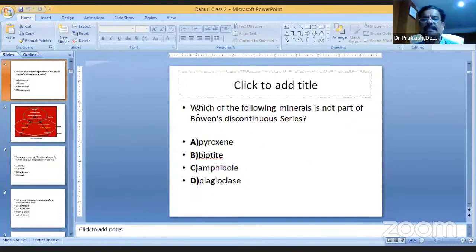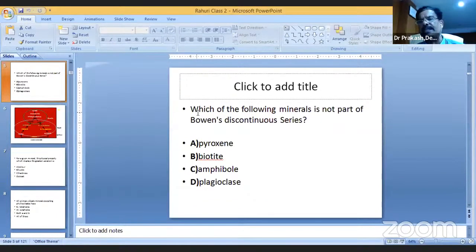Okay, so this is the question: which of the following minerals is not part of Bowen's discontinuous series? In case of Bowen's reaction series, what has he identified? He has identified two series. One is continuous and another one is discontinuous. Discontinuous series are also known as ferromagnesian mineral series, whereas continuous series are also known as isomorphous substitution group minerals.